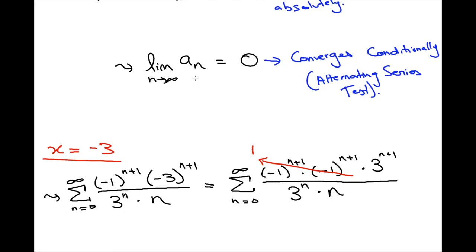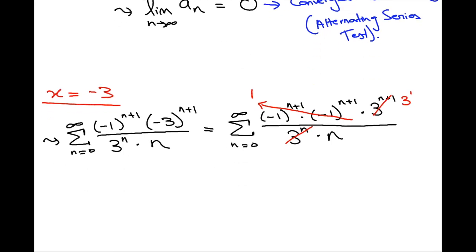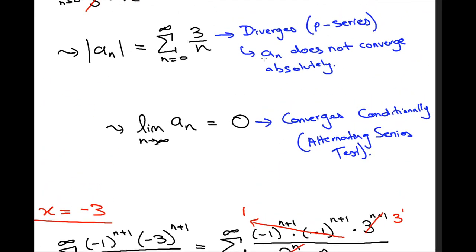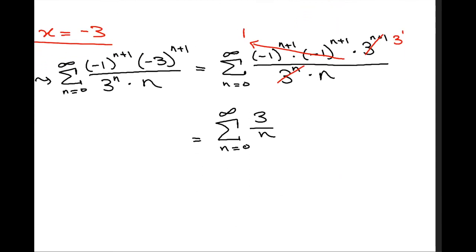And then we can repeat the same procedure we did above, right? So this 3 to the n and this one are going to cancel, leaving us with just 3 to the first, leaving us with just the sum as n goes to infinity of 3 over n. Right? And if you recall, that's the same thing we had over here. So once again, this guy is going to diverge by the p series.